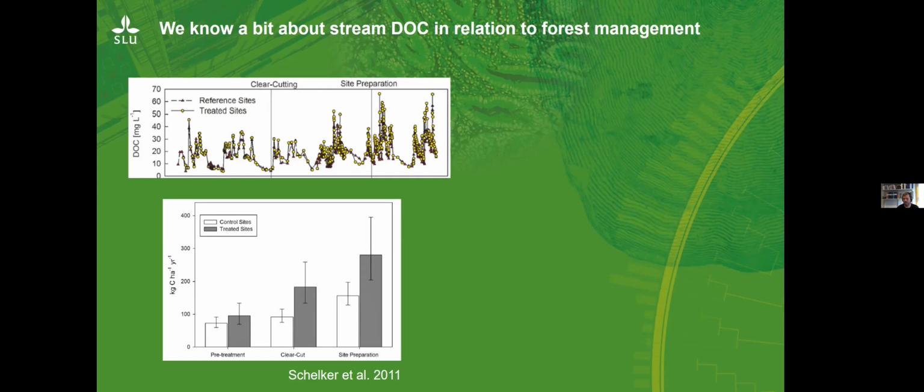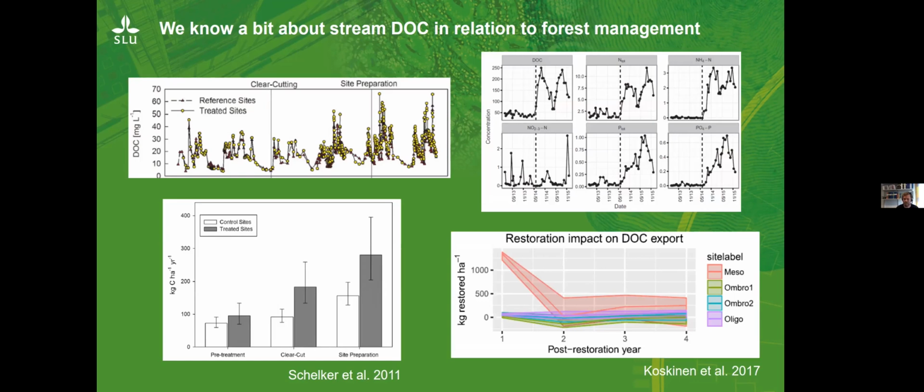We also had this figure, which we have already seen today, from Finland, and this is about wetland restoration and the DOC export effects of that, and where we clearly see a strong signal from this mesotrophic system, whereas it was a bit more unclear what the effects were at the more nutrient poor systems.